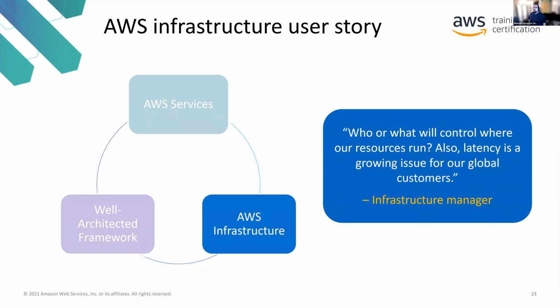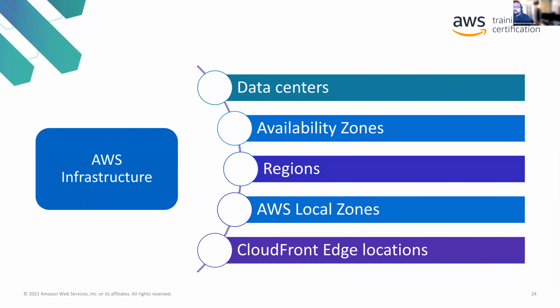Okay. Who's going to control where our resources run? How do we deal with latency? We've already talked a little bit about data centers, availability zones, and regions. We're going to add local zones, and we're going to add edge locations, which are where CloudFront, Route 53, and a couple of others like Global Accelerator run.